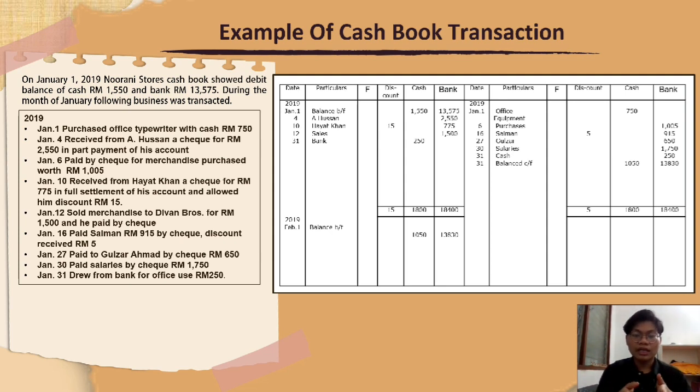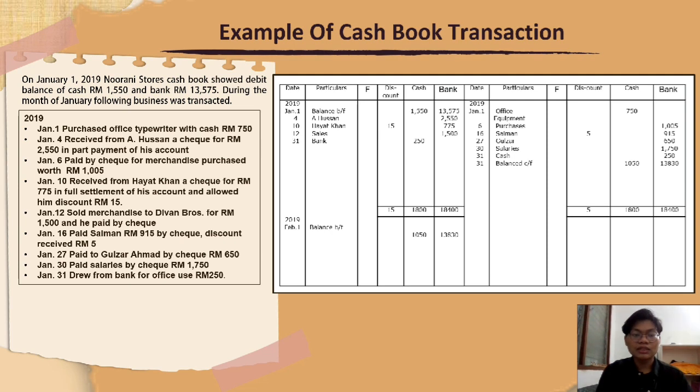We will record it on the debit side on the date 10 with the particular Hayat Han, and then we recorded the discount allowed of RM50 in the discount allowed column, and on the bank side we recorded the amount of the check we received, which is 775. Then next, on January 12, we sold merchandise to Dilbar for RM1500 and he paid by check. Another transaction where we received money, so we recorded it on the debit side with the particular sales, and we recorded 1500 on the bank side because we received a check.